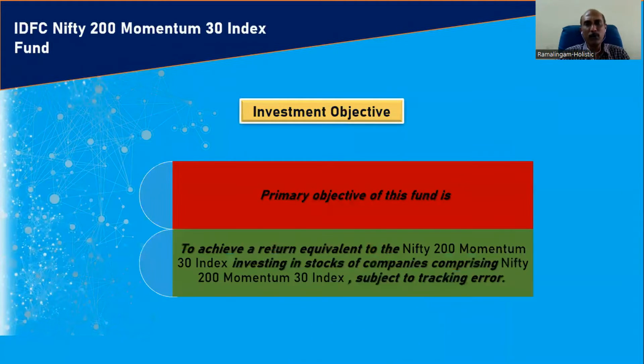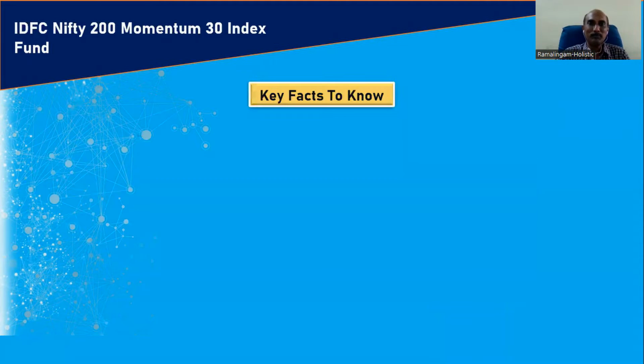The investment objective of this fund is very simple. This fund will mimic, replicate the Nifty 200 Momentum 30 Index. Here the fund manager will replicate the same set of 30 stocks in the index in the same weightage. He will aim to deliver similar returns of the index, subject to the tracking error and expense ratio.